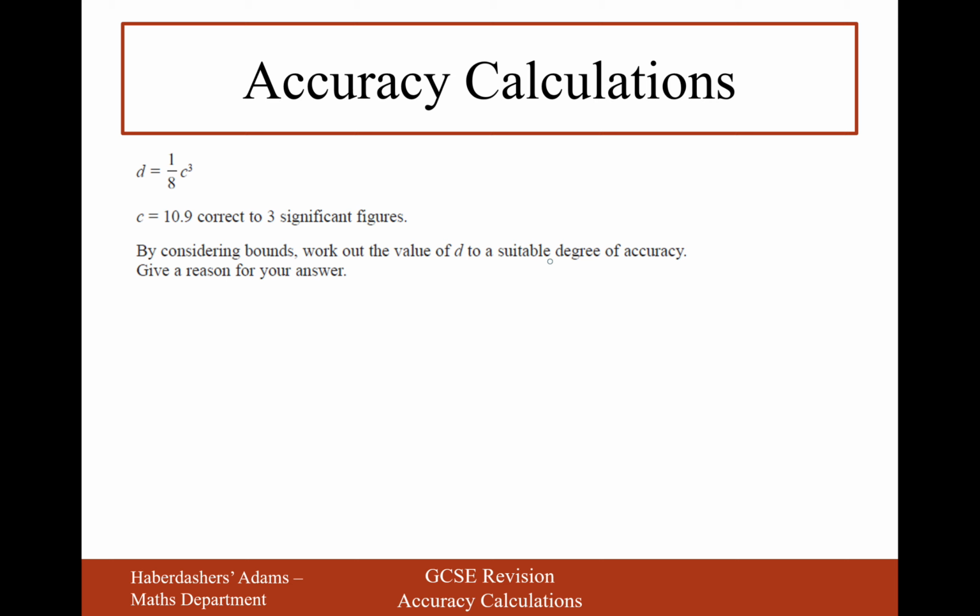Okay, so this is the first question where we see the term suitable degree of accuracy. So let's go through some calculations to show how we do this. We need to first work out the lower bound and the upper bound for both of these calculations. So the lower bound calculation is going to be 1/8 times the lower bound of C, where C is this number here, which will be 10.85. This number needs to be cubed because it says cube it in the formula. And the answer to that, when we type it into the calculator, is 159.6611406.